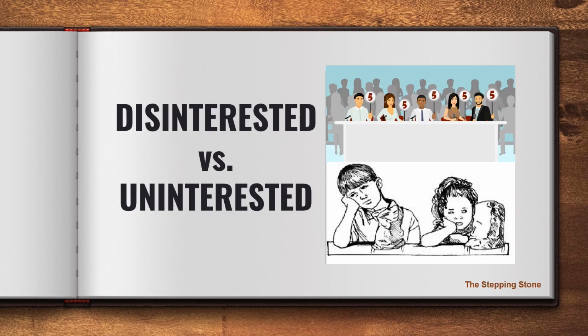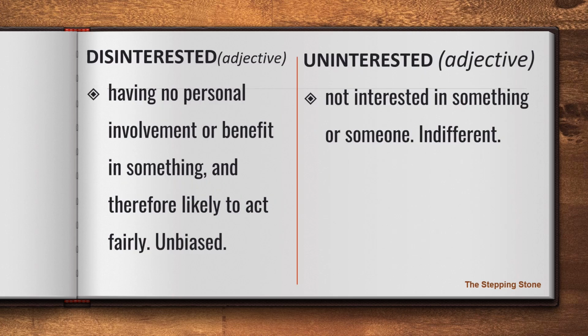The last set of words is disinterested and uninterested. Yes, they are different. And they are not synonyms. Both are adjectives. Disinterested means having no vested interest. Someone who has no personal involvement or benefit in something is a disinterested person. He is likely to act fairly because he is unbiased.